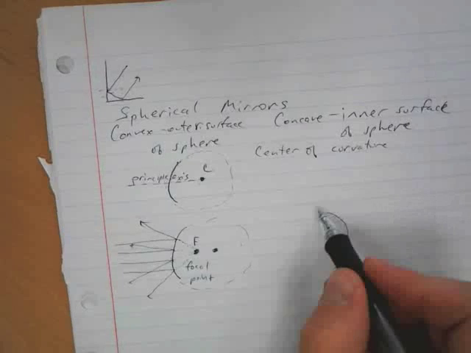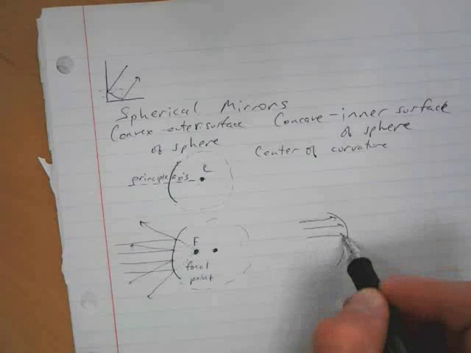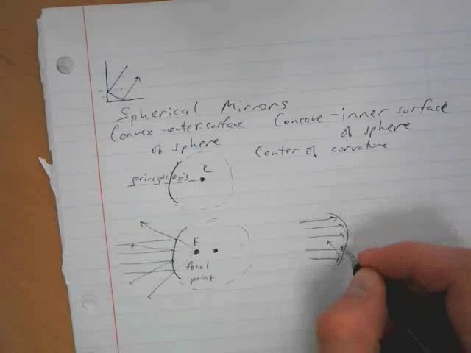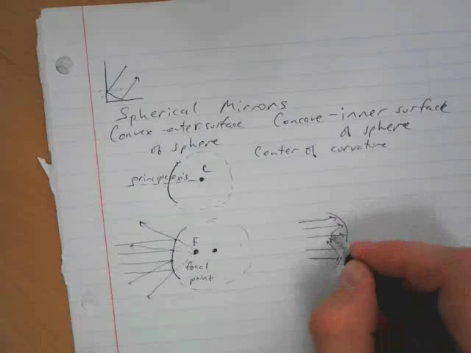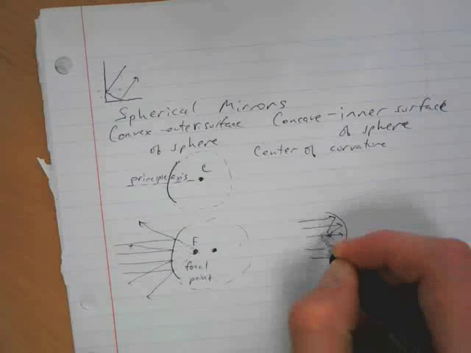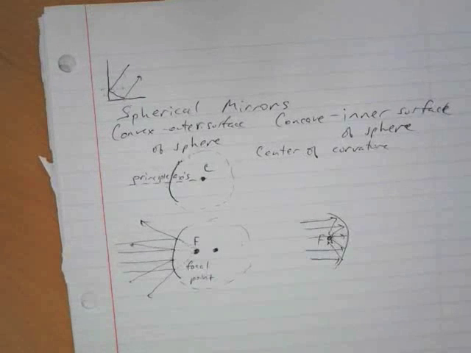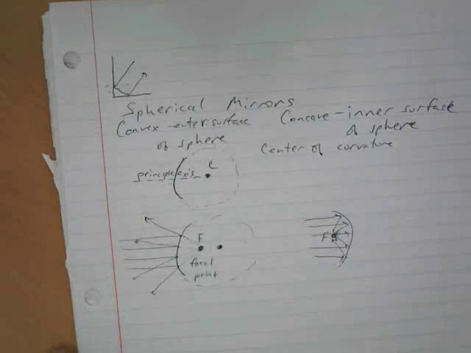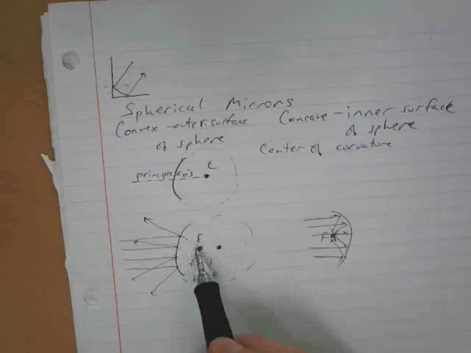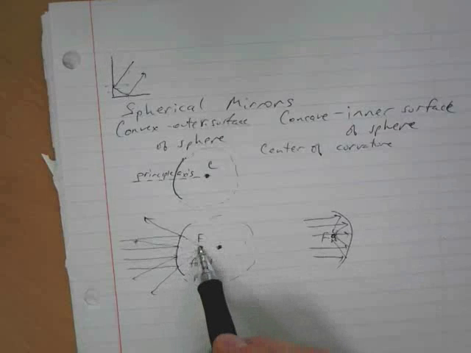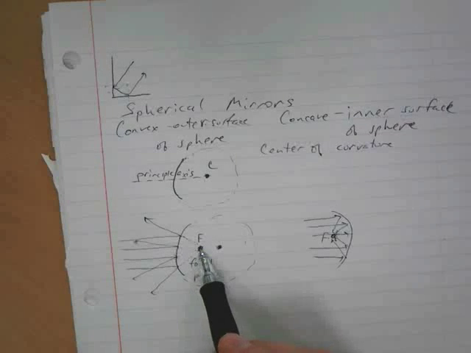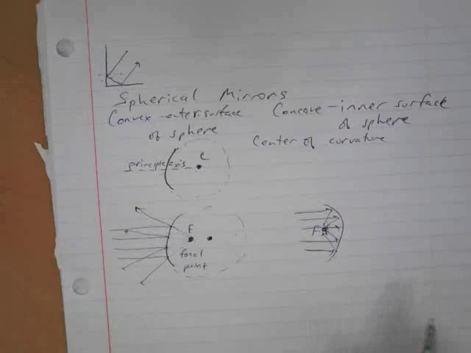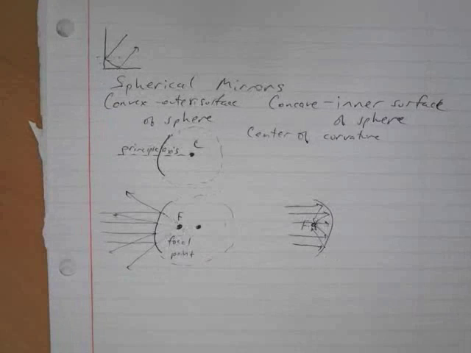For a concave mirror, all these rays come in, and you don't have to extend them back, but they all just reflect in toward the focal point of the mirror. They would all converge at that point. So for a concave mirror, the rays actually converge at that point. For a convex mirror, you extend the rays backward, and they would converge at that point, and because you're extending them back, it looks as though that point is the source of the rays.